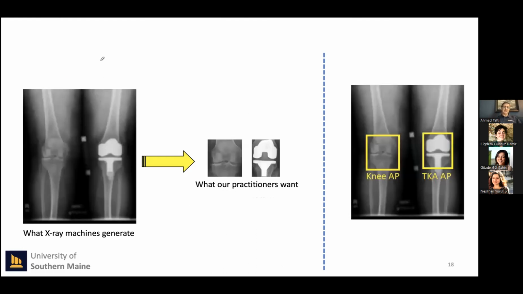Again, this one is generated by our X-ray machine, but at the end of the day, our surgeons are really interested in the region of interest we can see here, right? What I'm trying to say is that we want to develop AI algorithms to localize the knee joint area and accurately, precisely classify them. For example, this is knee AP view, and this is TKA AP view.